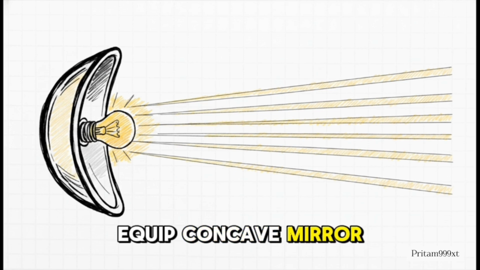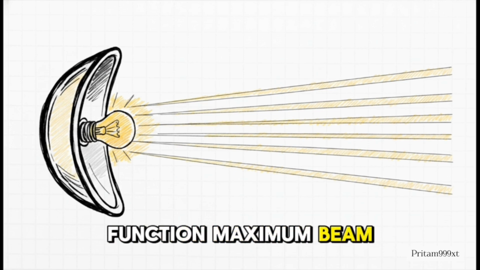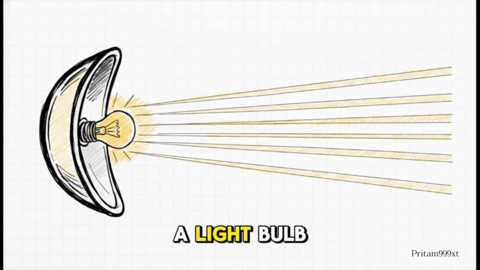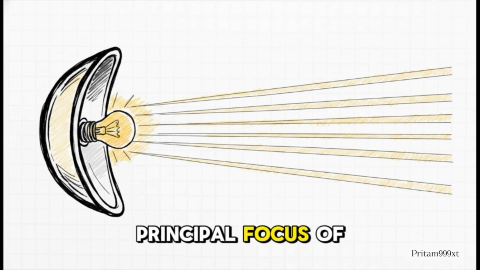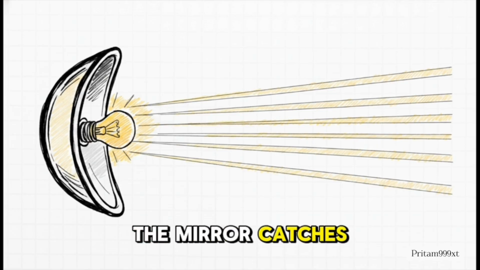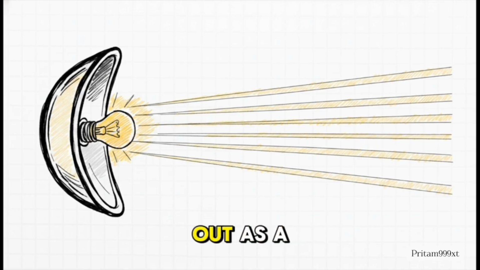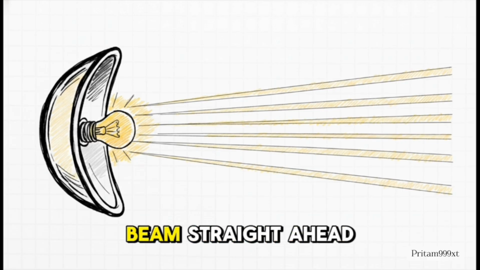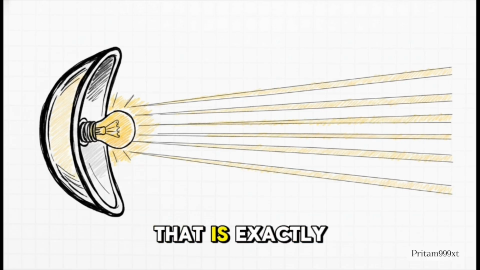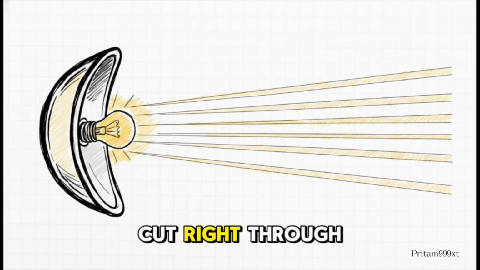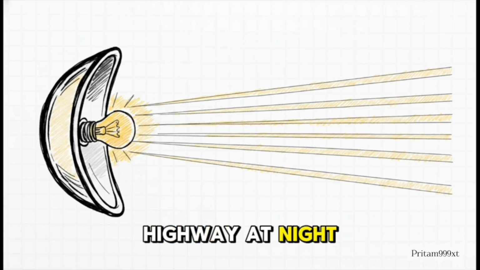Equip, concave mirror. Function, maximum beam throw. See, if you place a light bulb exactly at the principal focus of a concave mirror, the mirror catches all that diverging light and blasts it out as a super powerful, parallel beam straight ahead. That is exactly how car headlights cut right through the darkness on an empty highway at night.